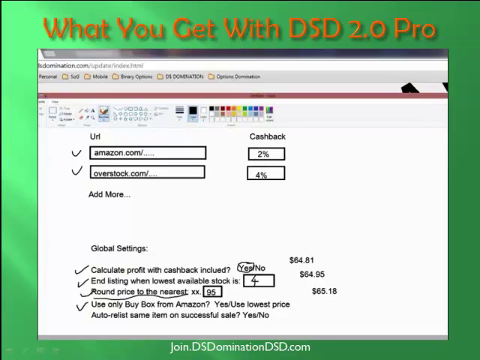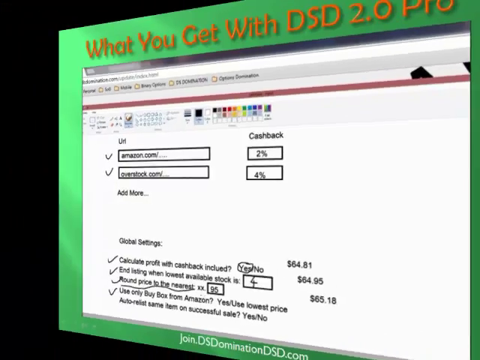You can also define if you want to use only the buy box from Amazon. So only order the choice that Amazon has given you. That's usually the FBA choice, a choice that's Prime and so on. This is basically it.